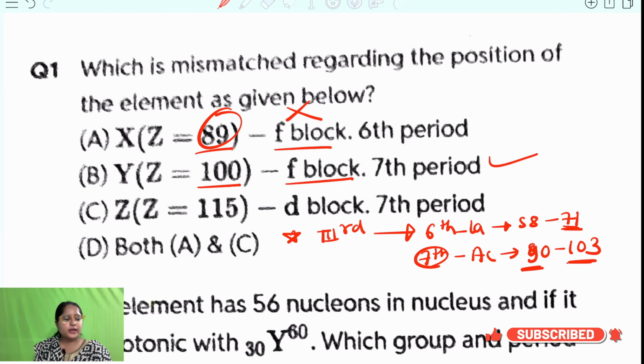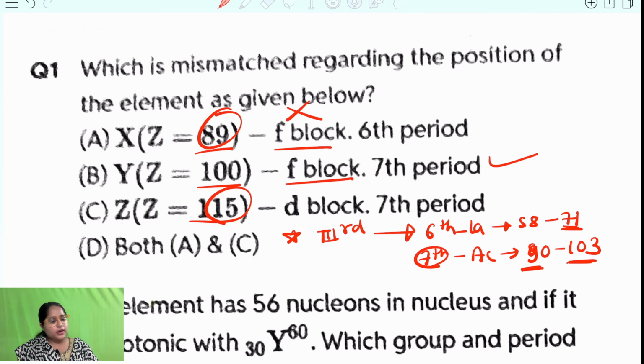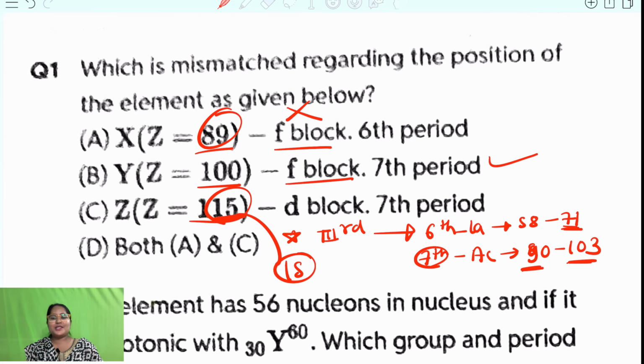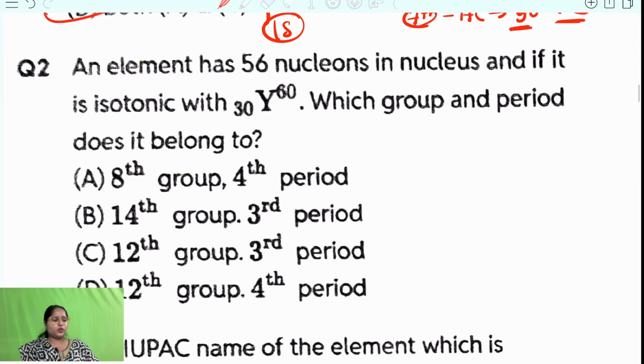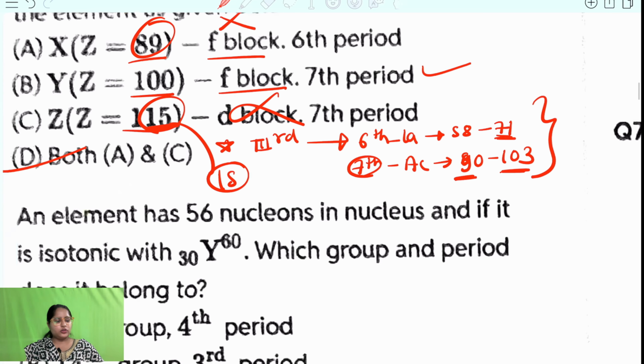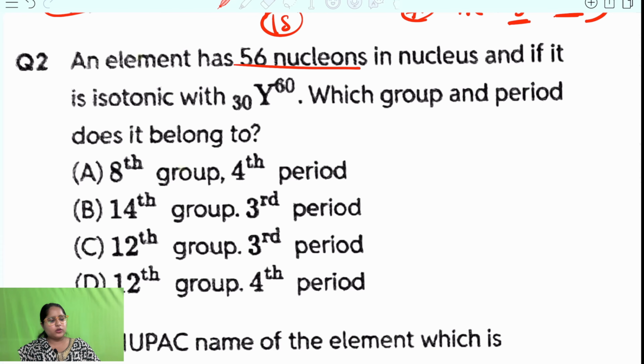Next let us come to 115. I have just told you the trick: 113 to 118, see the last two digits. For 115, the last two digits are 15, meaning it belongs to the 15th group, and the 15th group is a p block element, not a d block element. So A and C both are wrong. Now let us see question number 2. This is very important, you remember: lanthanides 58 to 71, actinides 90 to 103. An element has 56 nucleons in the nucleus, and it is isotonic with Y, 60-30. Which group and period does it belong to? Group and period we have to find out.